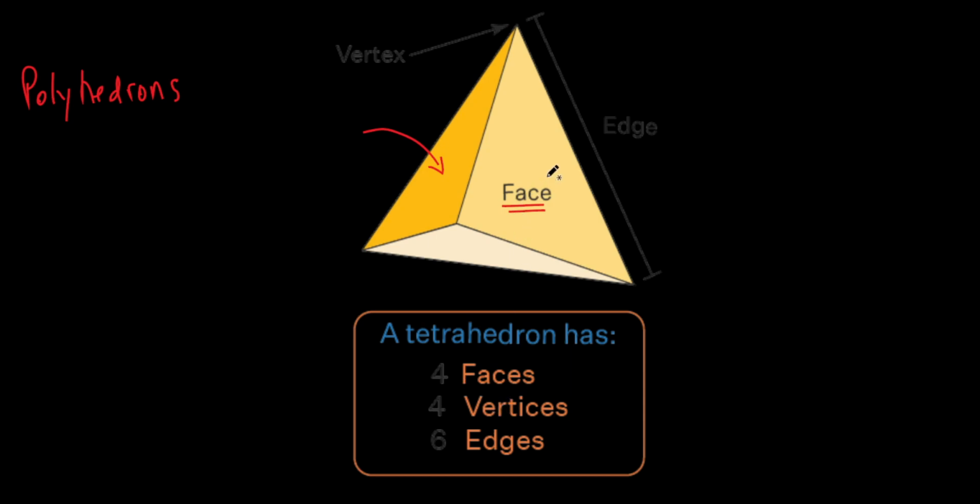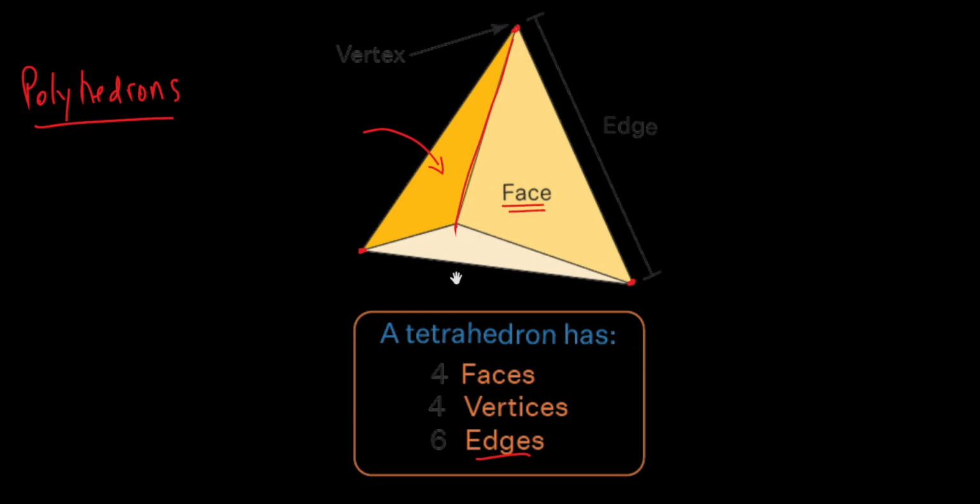Now, it doesn't just have one vertex. It's got 4 of them, right? It's got 1, 2, 3, and 4. And the edges, what are the edges? The edges are these straight lines right here. Everybody see that? Where those faces come together, they're line segments, so that's an edge. How many do we have here? 1, 2, 3, 4, 5, 6. So we got 6 edges. All right, so that's a polyhedron.